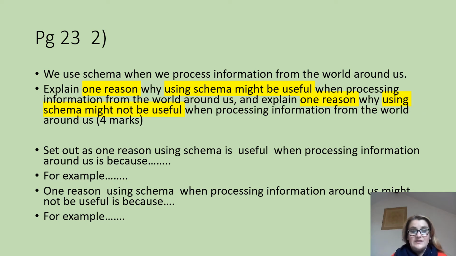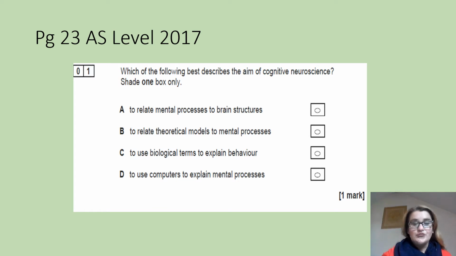Leave a line and then say one reason using schema when processing information around us might not be useful is because. So it's the negatives of using schemas such as bias, cognitive biases, etc. And then give an example of that as well. And there is an example in the booklet, just use those, you don't have to think of your own for these questions.